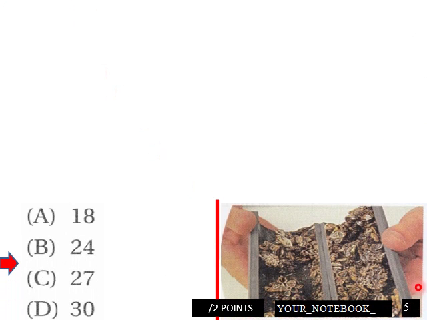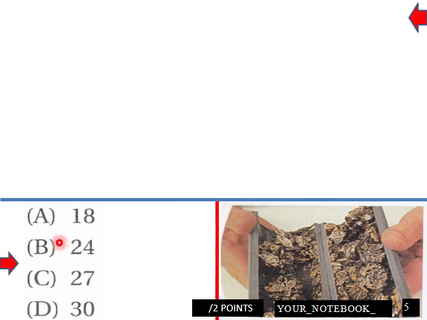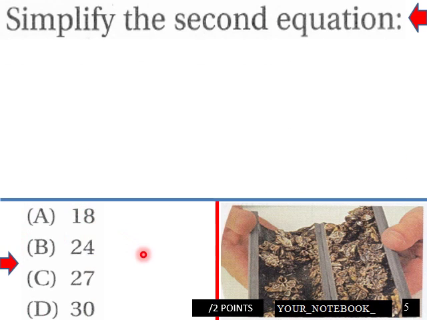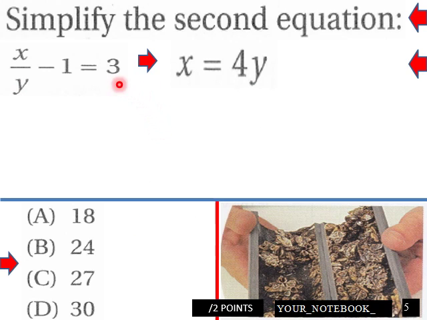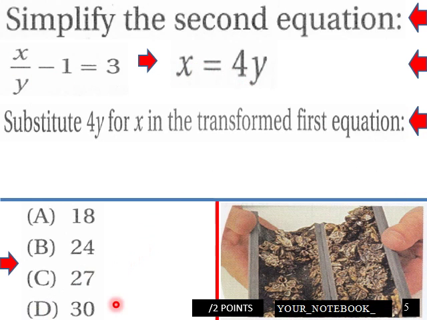Slide number 5. And then we have our solutions here. Simplify the second equation. Here's our second equation here. So we solve for x out of this, and we get x equals 4y. Substitute 4y for x in the transformed first equation.